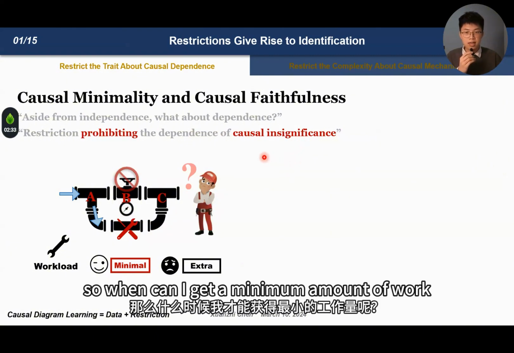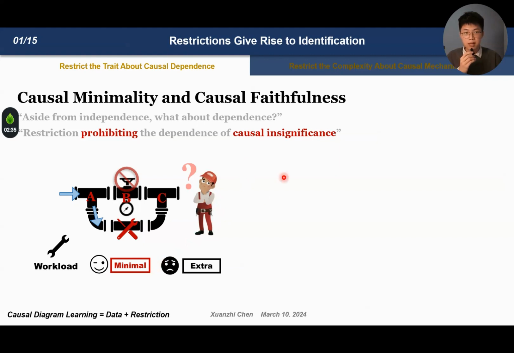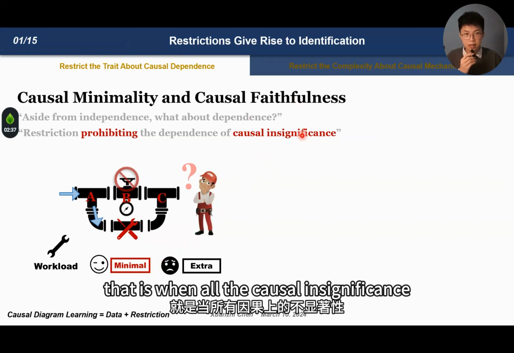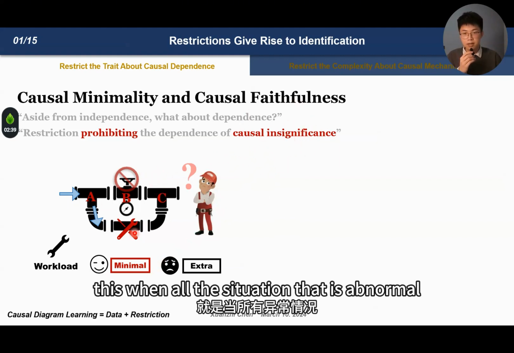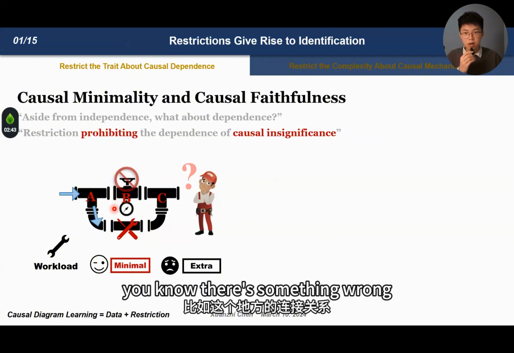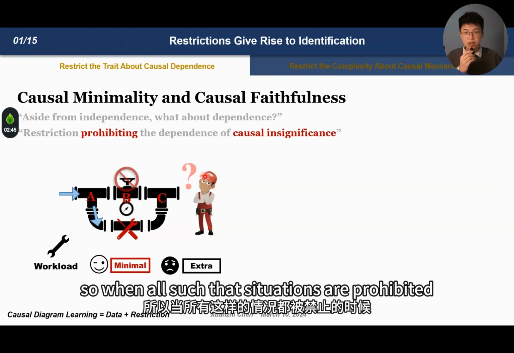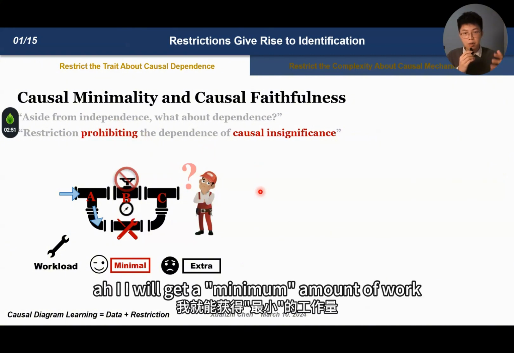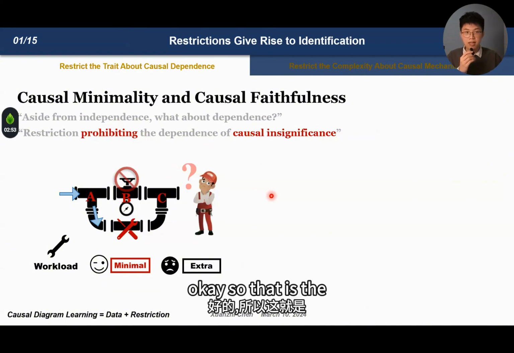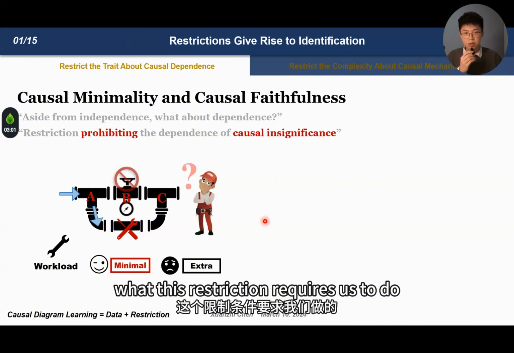So when can I get a minimum amount of work? That is when all the causal insignificance is prohibited, or in this example, when all the abnormal situations, where there's something wrong with the connection here, are prohibited. Then I will get a minimum amount of work. So that is the moral of the causal minimality, and it is what this restriction requires us to do.